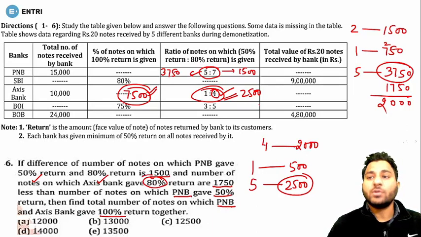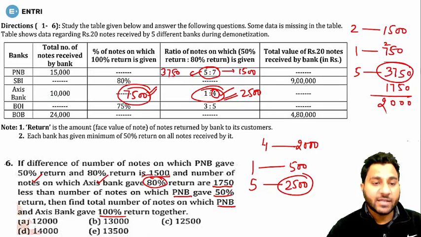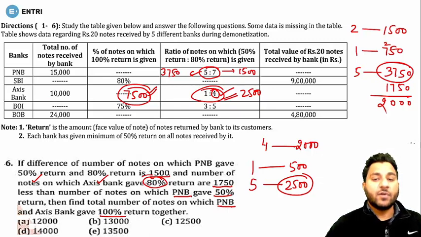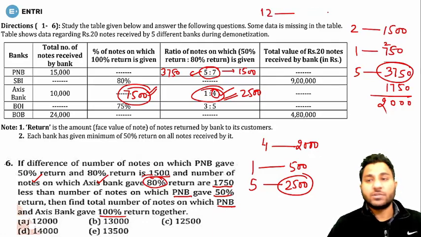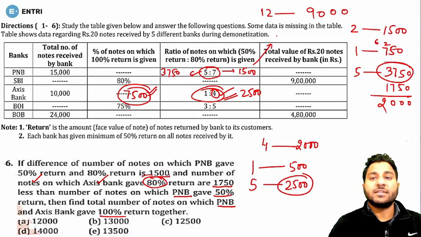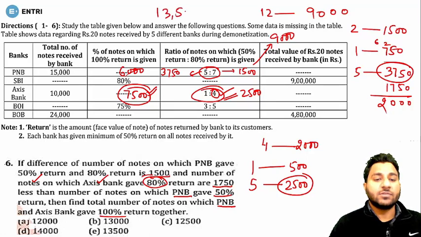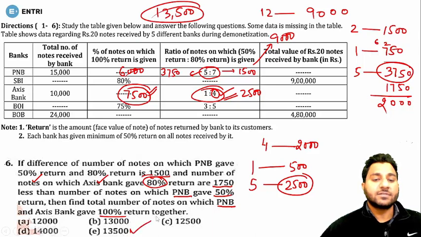Okay, so how are you going to find this one? If you could figure out this data, you can easily sort out the question. So we have found the 100% returning of Axis Bank. Now let's find the data for PNB as well. So 2 ratio equals 750, which means 12 ratio equals what? 4500 and 9000. Okay, so this data suggests 9000, which means this data will be 6000. Okay, so 6000 and 7500, which means 13,500 will be the correct answer.